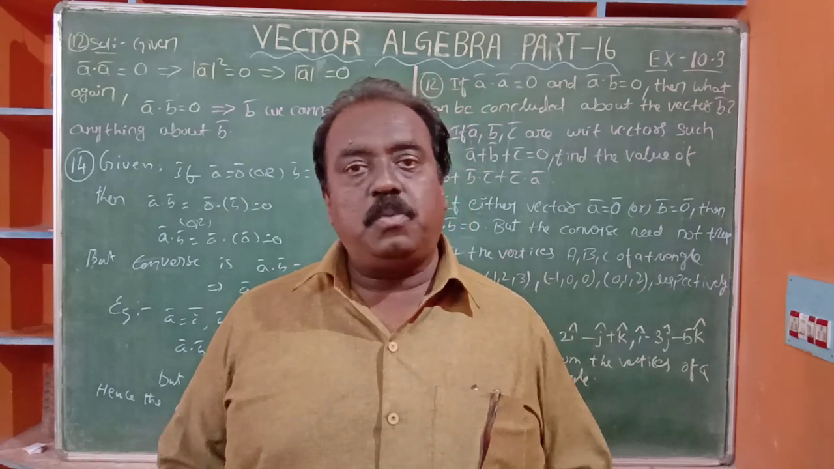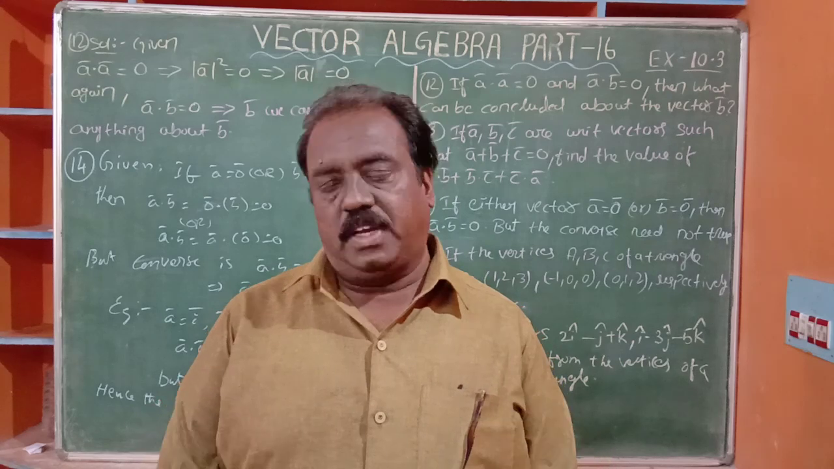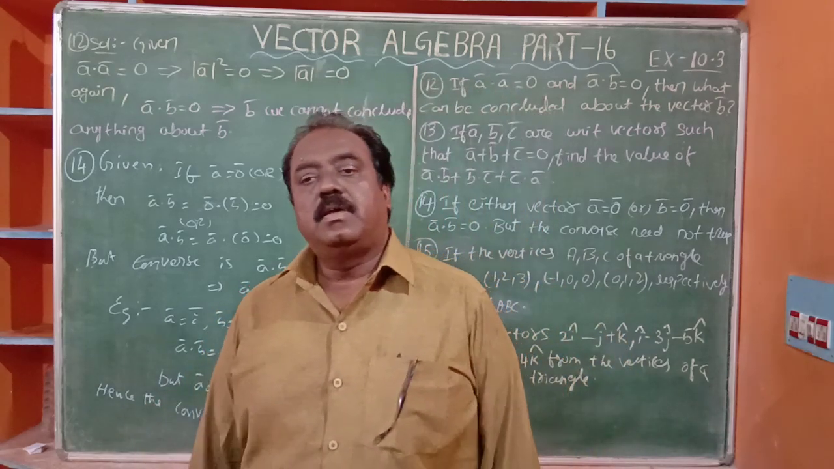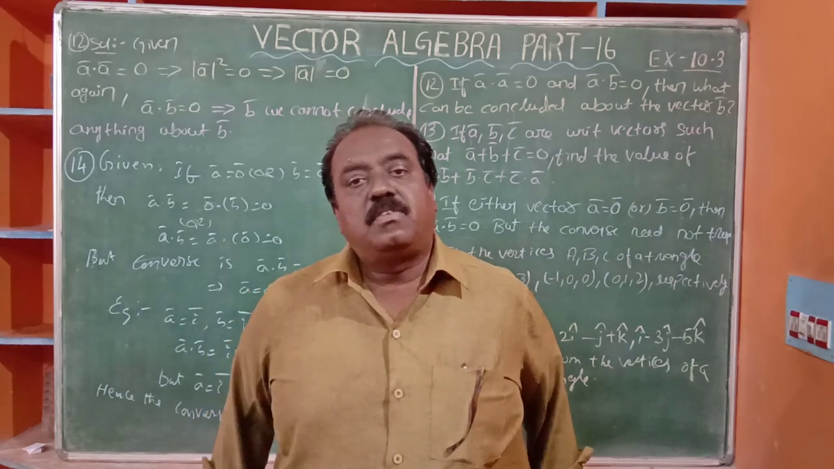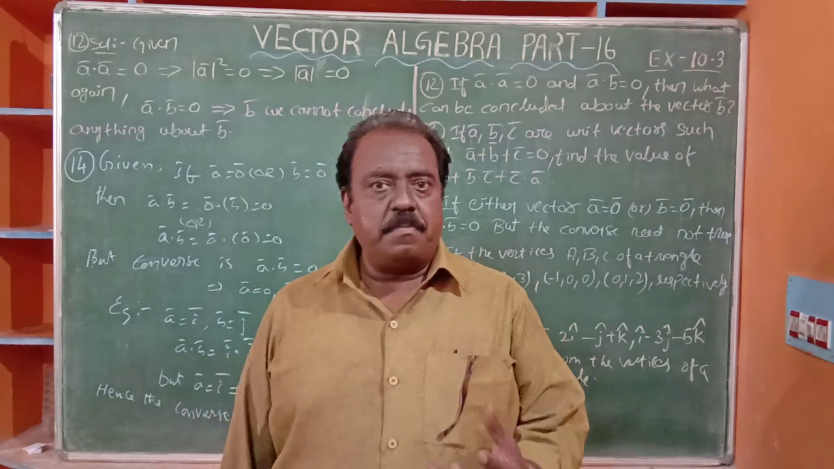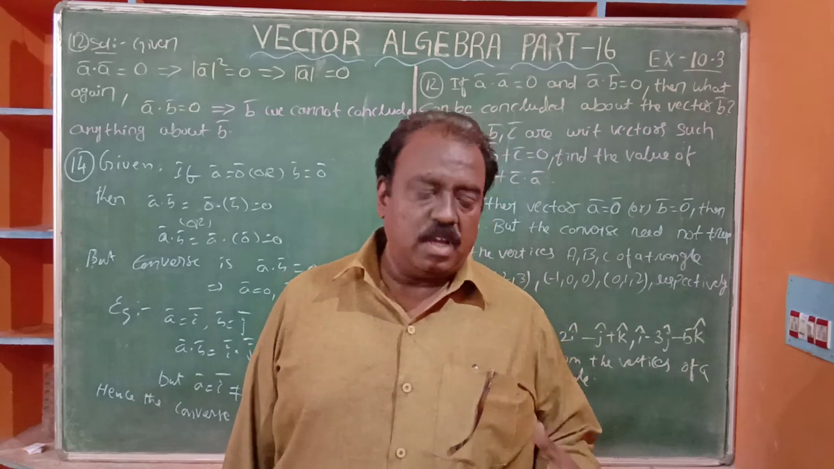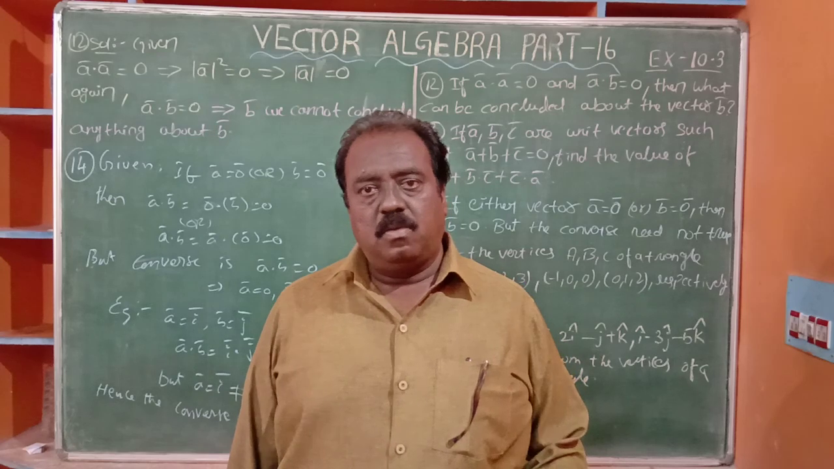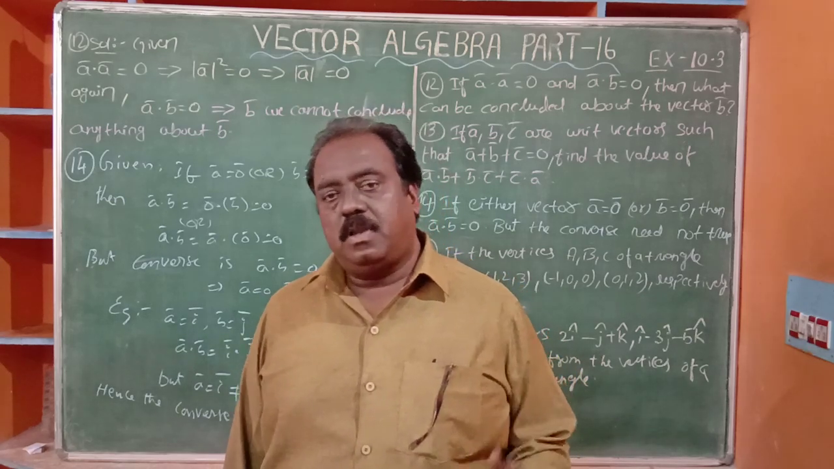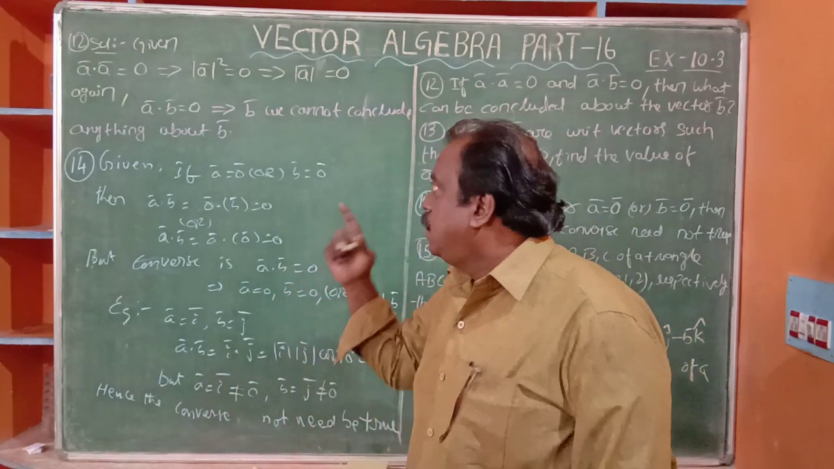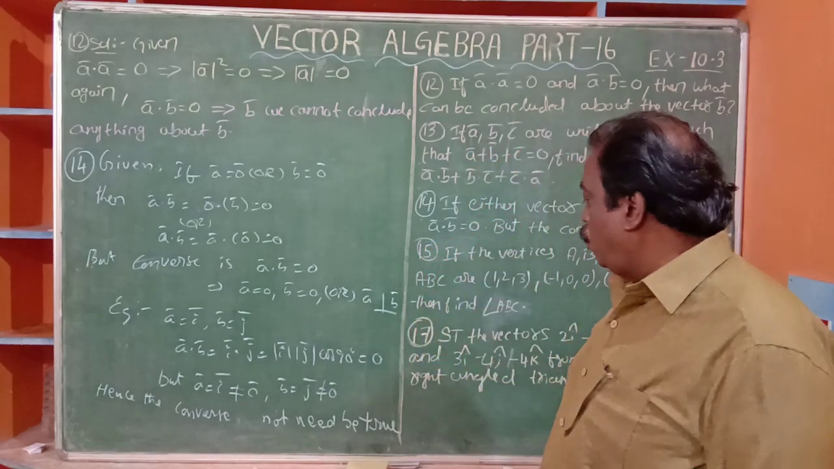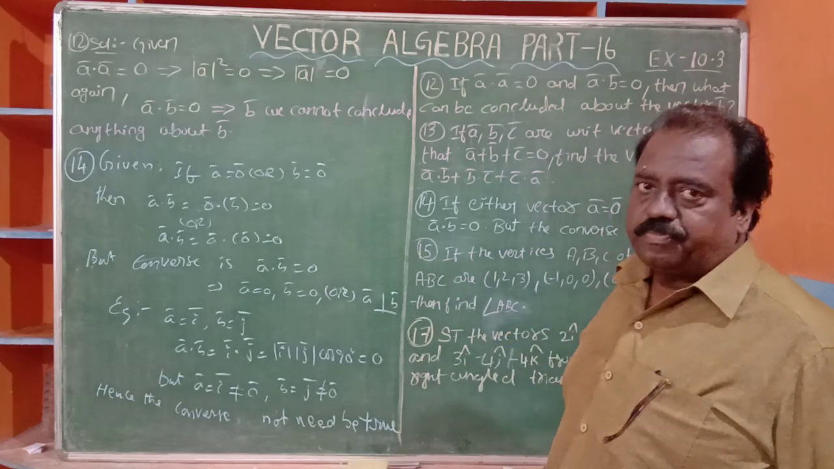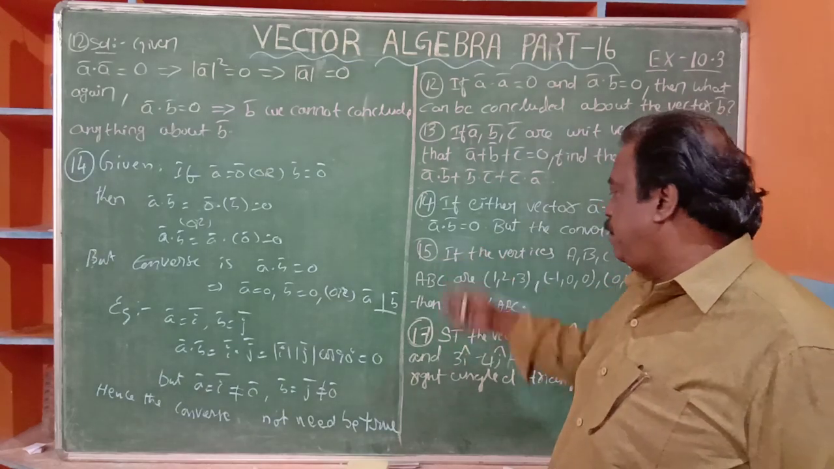It follows the distributive law with respect to the addition. That means a bar dot of b bar plus c bar is a bar dot b bar plus a bar dot c bar. These are all important properties. Okay, we solved it, and on that basis, we solved 11 problems. Now we are going to solve the 12 to 17 problems. The 16th problem is given as homework. It is just like 15.